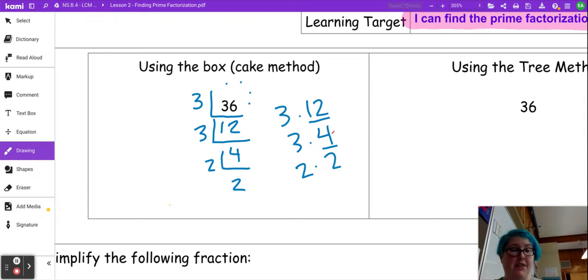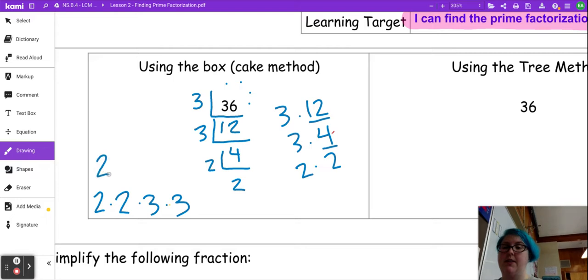So how do we write this out? We write it in order. So we've got 2 times 2 times 3 times 3. I'm going to use the dot, not the x. So please get used to multiplying. Write a dot, draw a circle, but do not use that x.